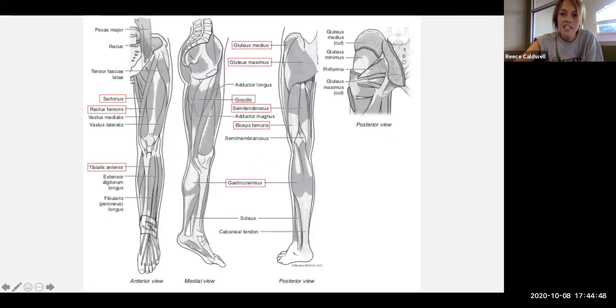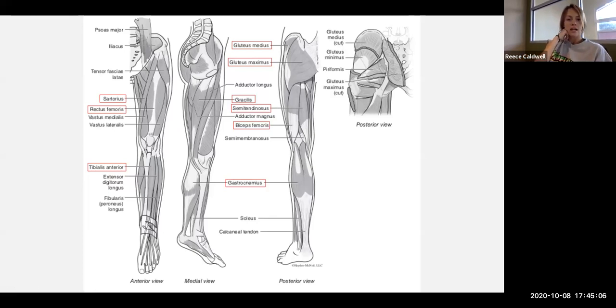So now we're getting into the leg, the lower body. So we have the glutes, we have the gluteus maximus, which is the big muscle, and the gluteus medius, which is the upper smaller muscle. So the gluteus maximus, what can you do exercise-wise to improve your glutes?